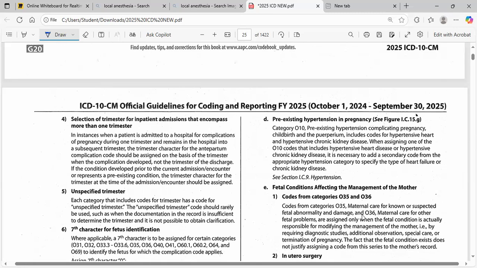Next, we have selection of trimester for inpatient admission that encompasses more than one trimester. Let's say the patient is admitted at 13 weeks and is still admitted, and now the patient is at 14.2 weeks of gestation, so the trimester has been encompassed. In that case, you have to assign a trimester code for when the condition originated. And if you don't have the information on when the condition originated, in that case, you are going to pick a code from the trimester when the patient was admitted.